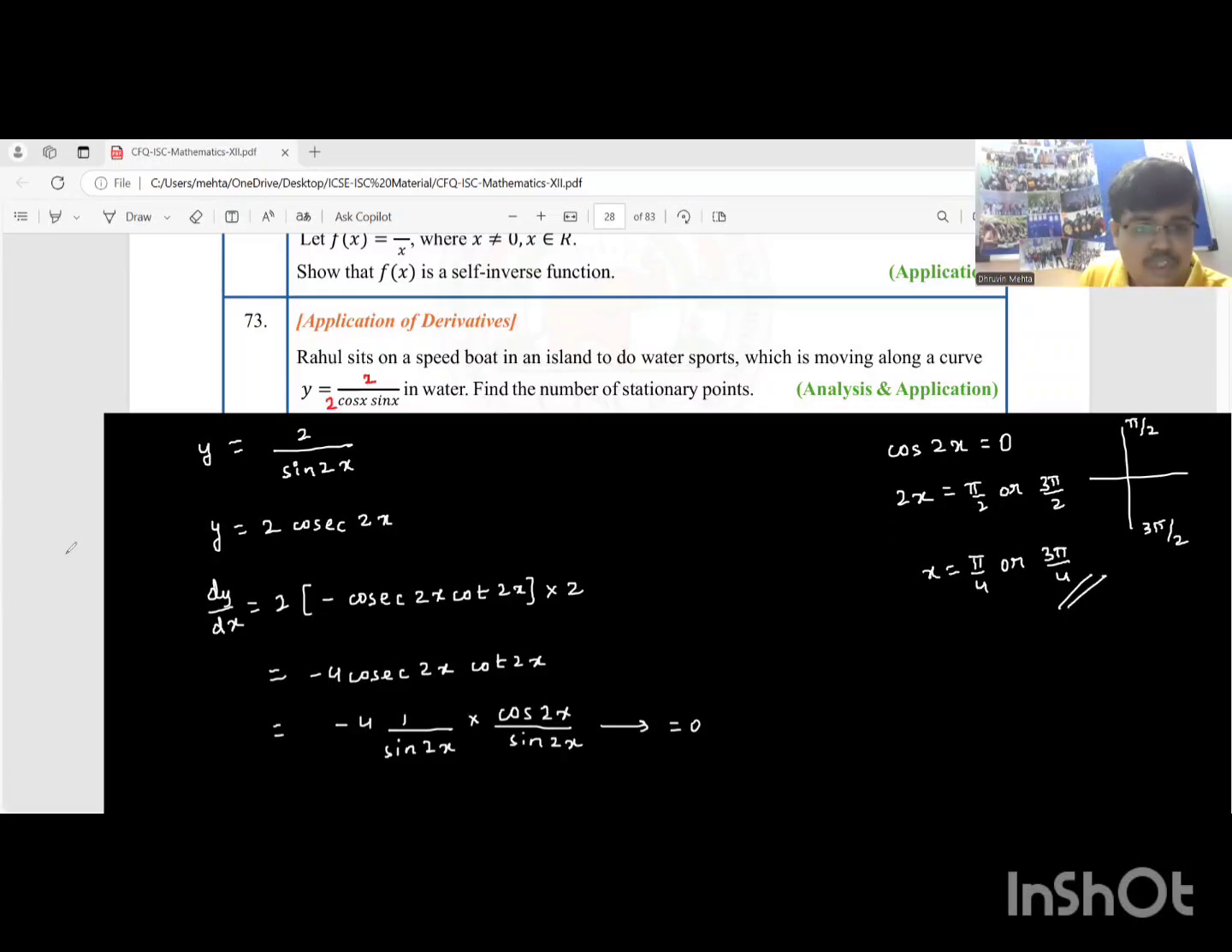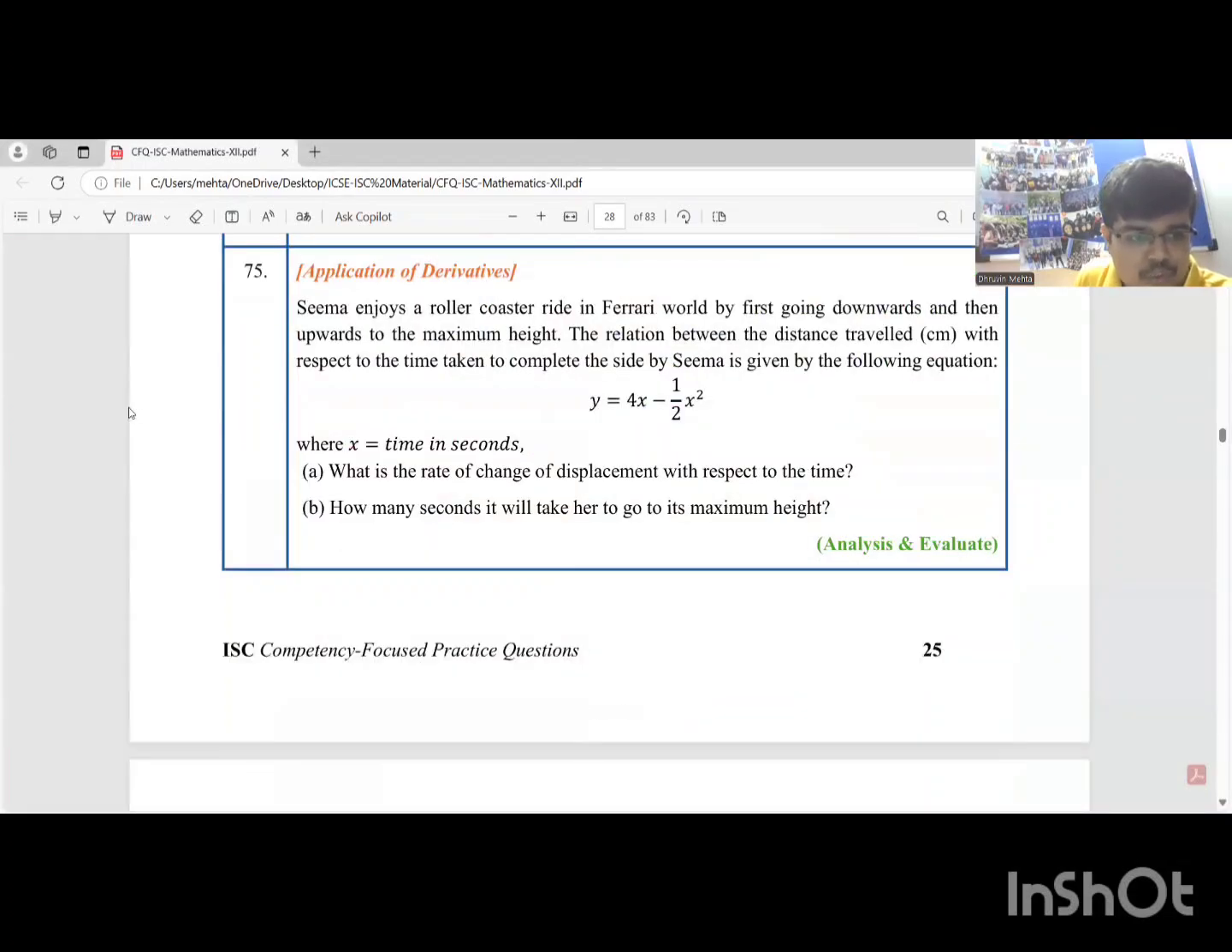We'll proceed, students. We'll move to question 75. Question 75 is super easy, students. You can run through it. So here they have given some story. Please read it. y is equal to 4x minus half x square. That is the displacement curve. And we have to find the rate of change of displacement. Students, rate of change of displacement simply means derivative. So we'll take derivative of y with respect to t.